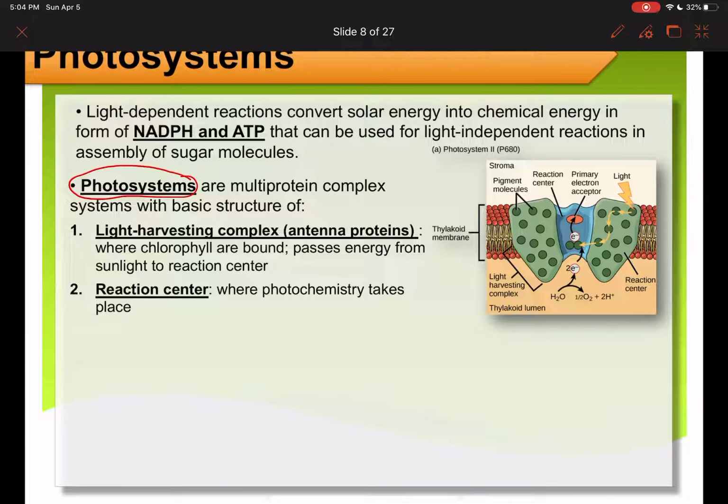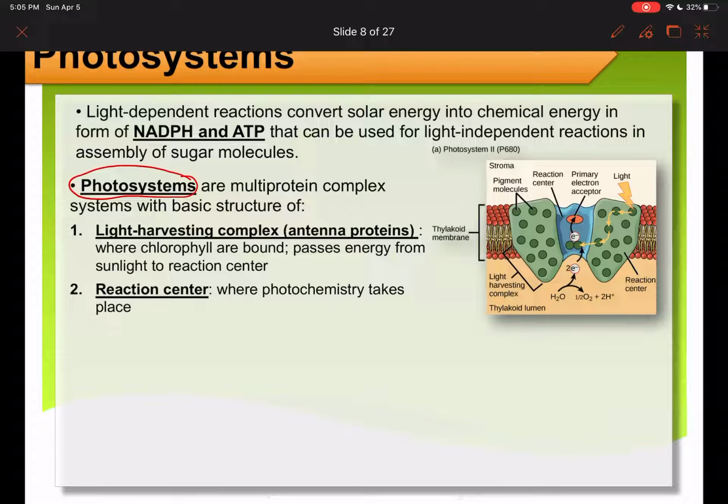The other main part is called the reaction center right here, where much of the photochemistry of turning light energy into chemical energy takes place in order for photosynthesis to happen. So go to number 2 in your worksheet and we can label the photosystem protein complex together.